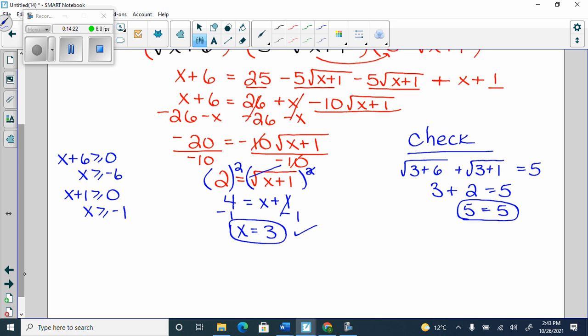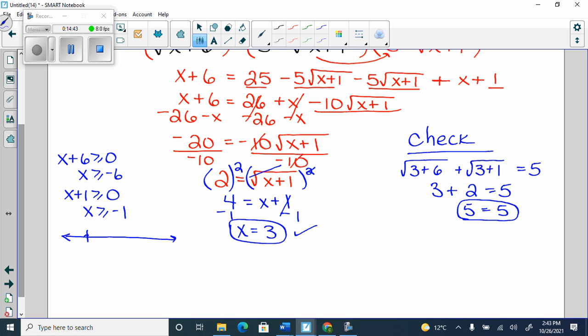The catch when you have two restrictions, because we had two radicals, is one of those restrictions will cover the other one. So I don't have to actually state both. Which one of these covers the other one? X is greater than or equal to negative 6, or x is greater than or equal to negative 1? Negative 6.